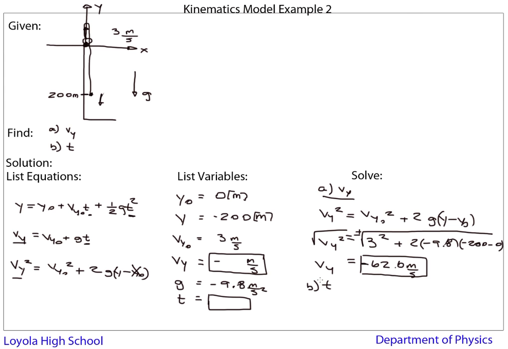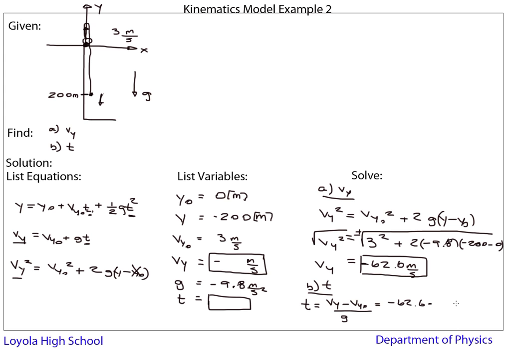B, how long does this take? Well, I could use the first equation because that's the only unknown, and I'd have to actually use the quadratic formula. Now that I know Vy, this one looks a little bit easier because it only involves t and not t squared. So I'm going to use this version right here. So t is equal to, if I solve for t algebraically, Vy minus Vy0 over g. What I did was I brought the Vy0 over, made it negative, and divided by g. That's some algebra there.